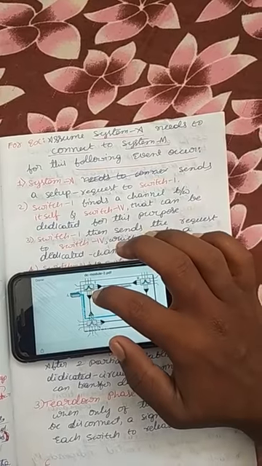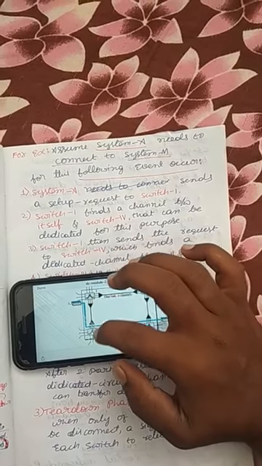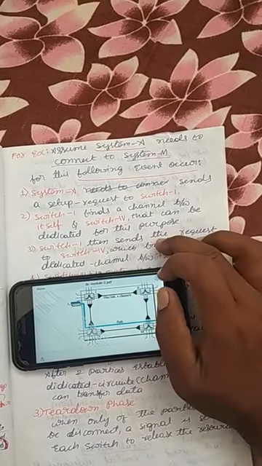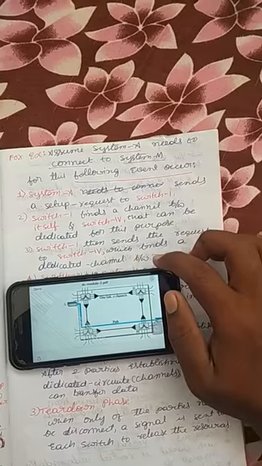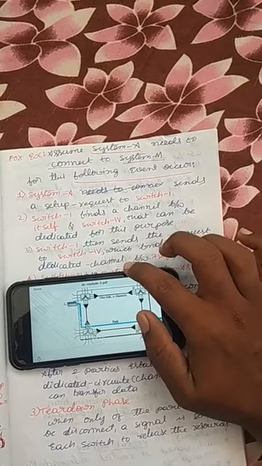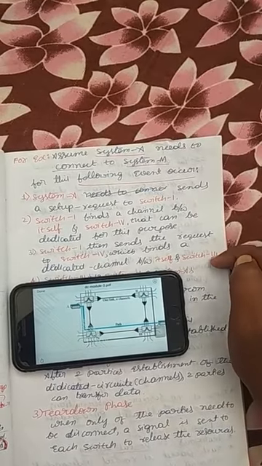Next, switch 1 then sends the request to switch 4. Means after finding the channel between switch 1 and switch 4, it will send the request, which finds a dedicated channel between itself and switch 3.